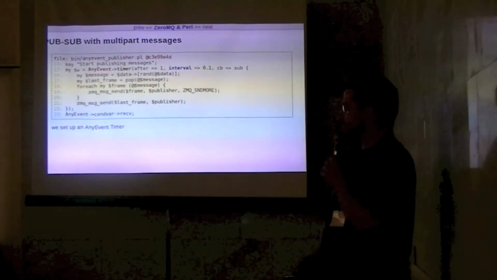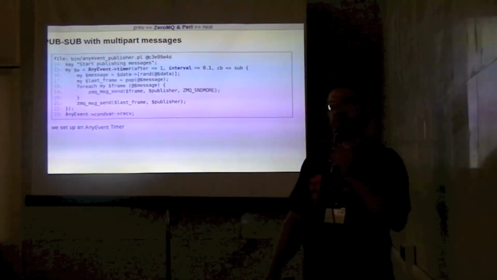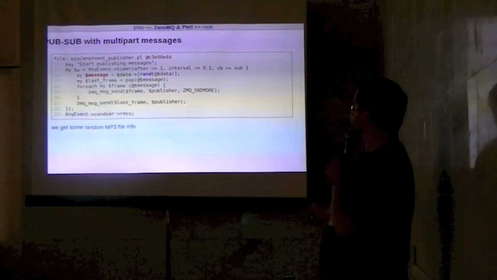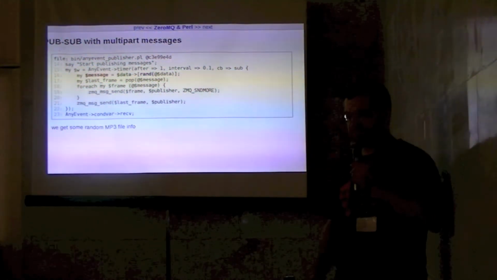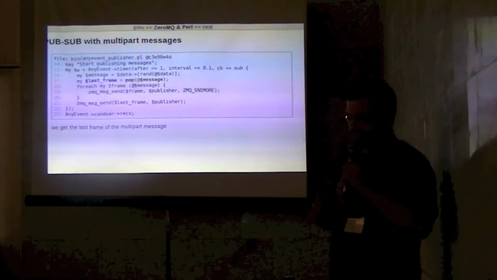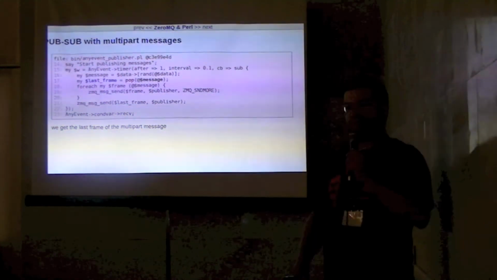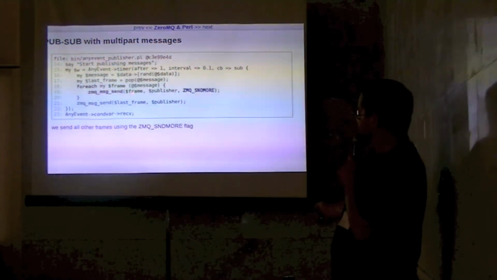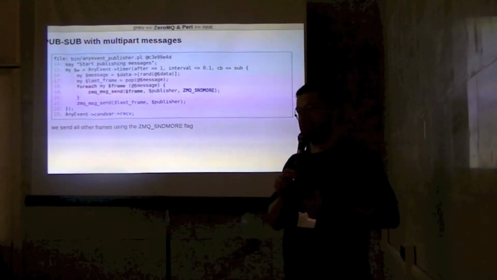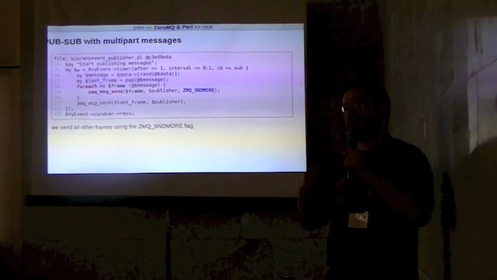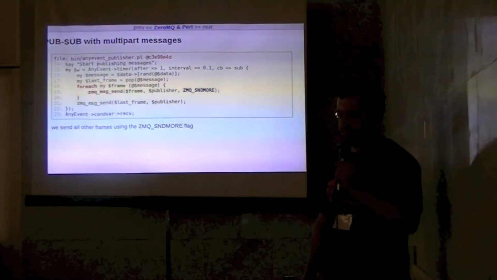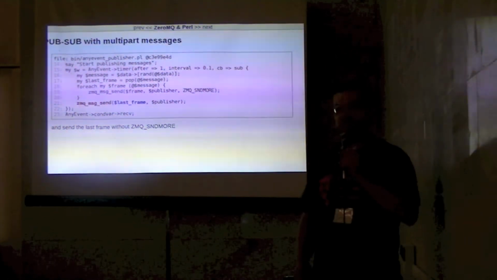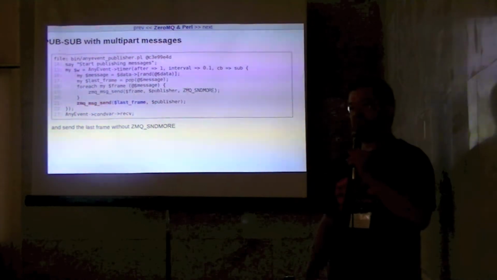So we set up an AnyEvent timer and say, okay, after 1 second, in an interval of 1/10 of a second, do something. What it does is get a random one of those files. Now for the multipart handling, that's one way to do it. I get the last frame of the message. The rest of the frames I just send, but I also pass in the ZMQ_SNDMORE flag to tell ZeroMQ I'm not done sending this message, there are more parts to follow. Then in the end I send the last frame of the message without ZMQ_SNDMORE, which tells it, okay, I'm done with that message, you can now put it on the wire and send it out to the clients.